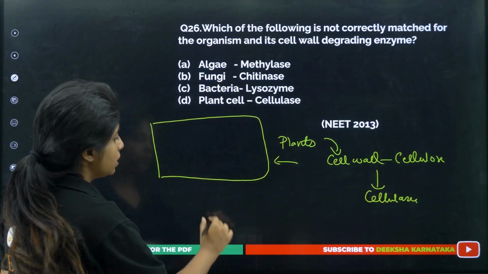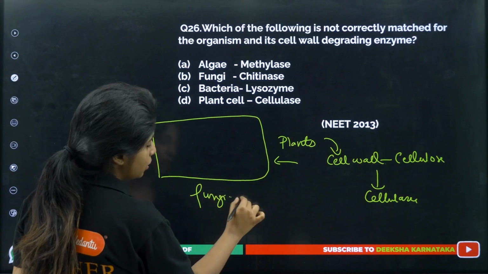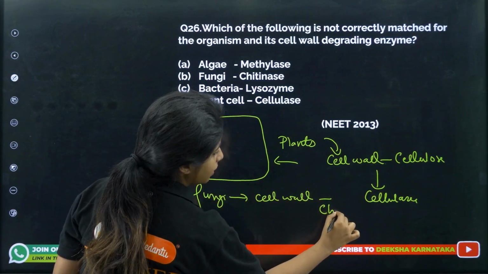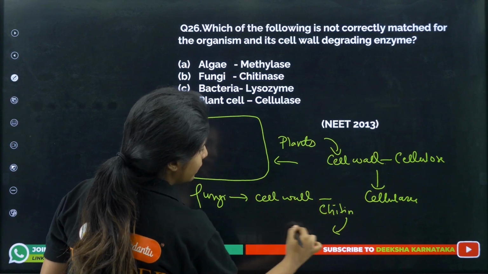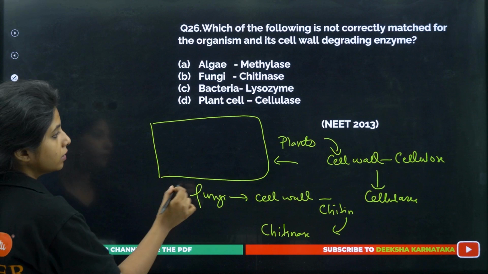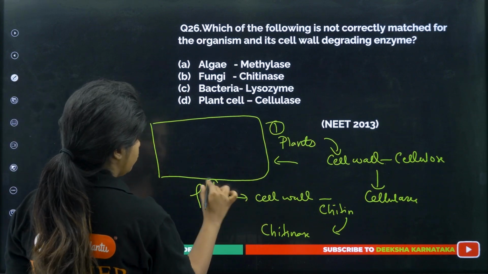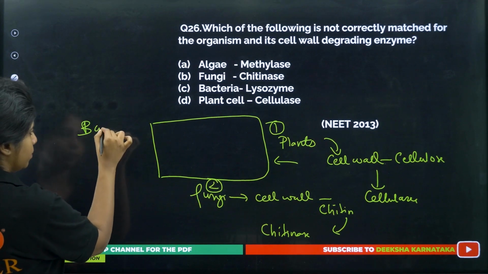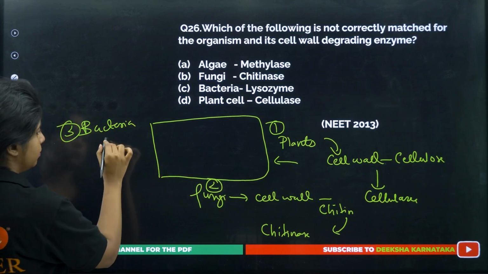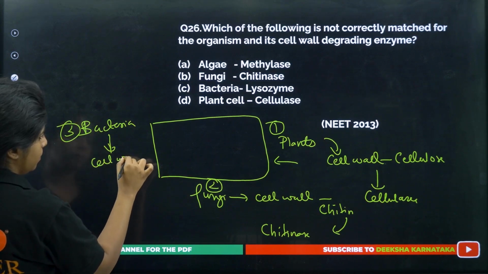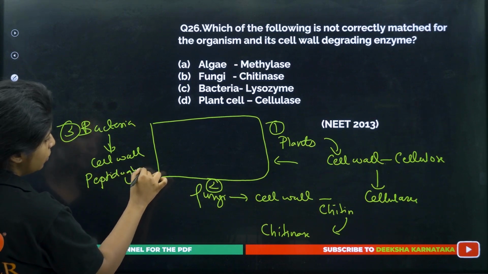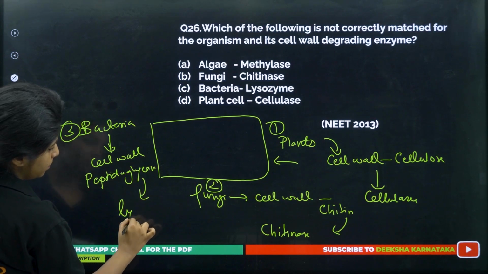Okay. Now in the case of fungi, it also has a cell wall, and this time the cell wall is made up of something known as chitin. So you need chitinase. This is first, this is second, then you talk about bacteria, third. It also has a cell wall made up of peptidoglycan and so on, and you need an enzyme which is known as lysozyme.